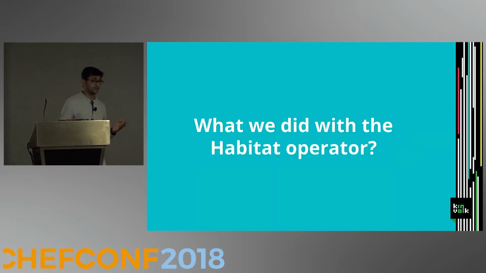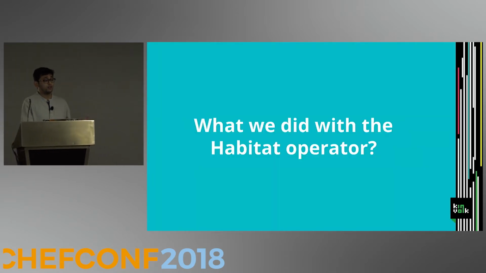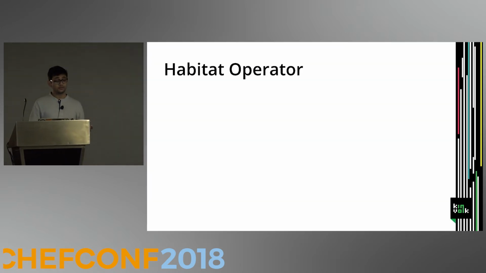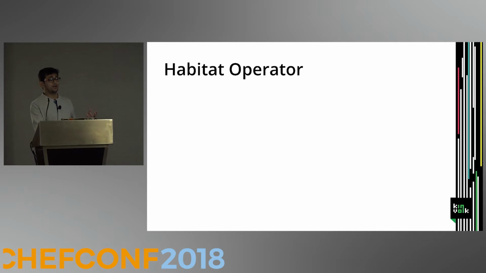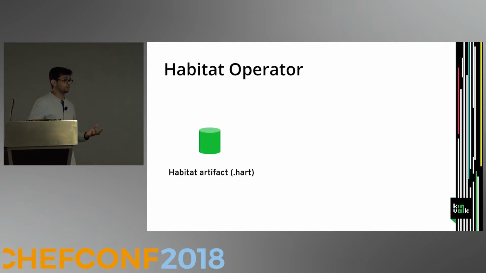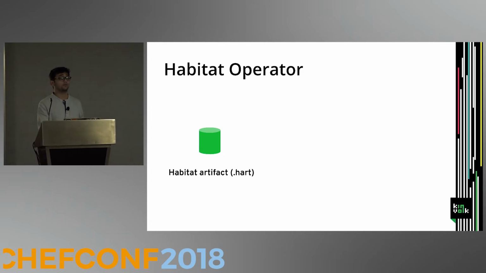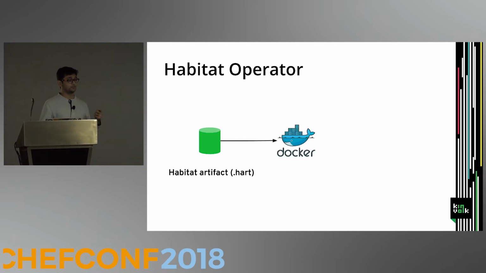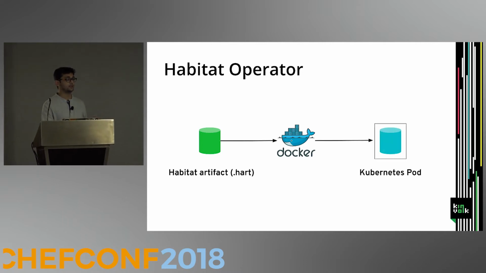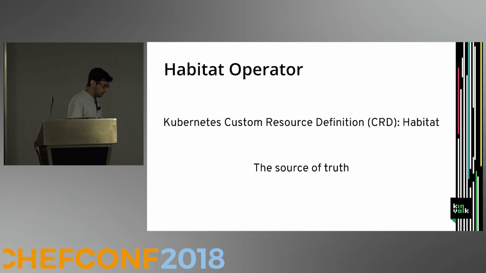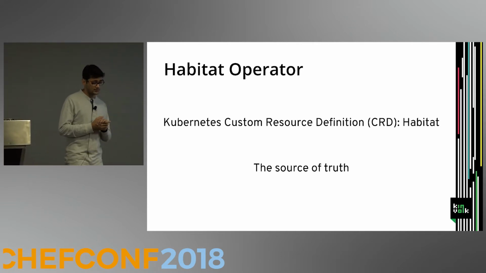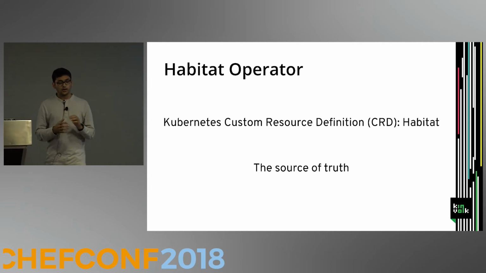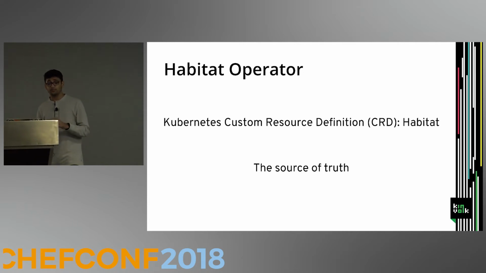To extend this, we built the Habitat operator, so that we could manage Habitat applications inside Kubernetes. At the start of a Habitat operator, what we have is the Habitat artifact. And Habitat has a feature where you can export Habitat artifacts into Docker images. So we use this feature to export Docker images and use this Docker image inside a Kubernetes pod. This is the rough overview of the Kubernetes operator. And to do that, we defined a custom resource, called the Habitat. You can think of a custom resource as your own custom data type, but inside Kubernetes.